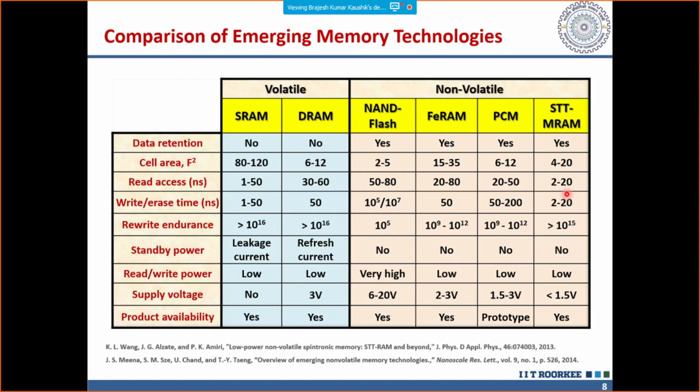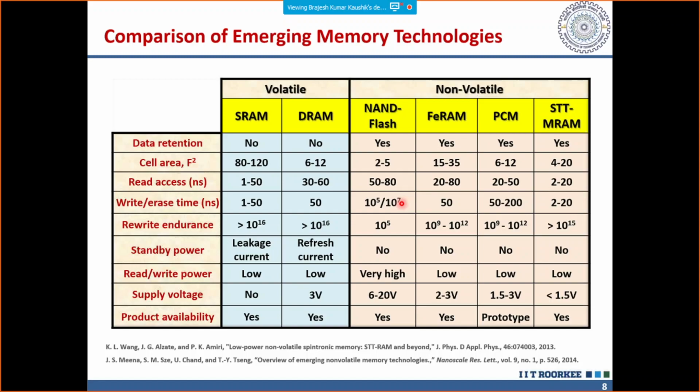But when you talk about write and erase time, again the situation is quite better with STT-MRAM, 2 to 20, in comparison to some of the other types of non-volatile memories, such as 50 to 200 in your PCM, then your ferroelectric RAM 50, and your NAND flash 5 to 10 for read and 7 for write. Your write or erase time is 1 to 50. So you can see that read access time and write erase time are on the lower side, and the cell area is also quite good enough.